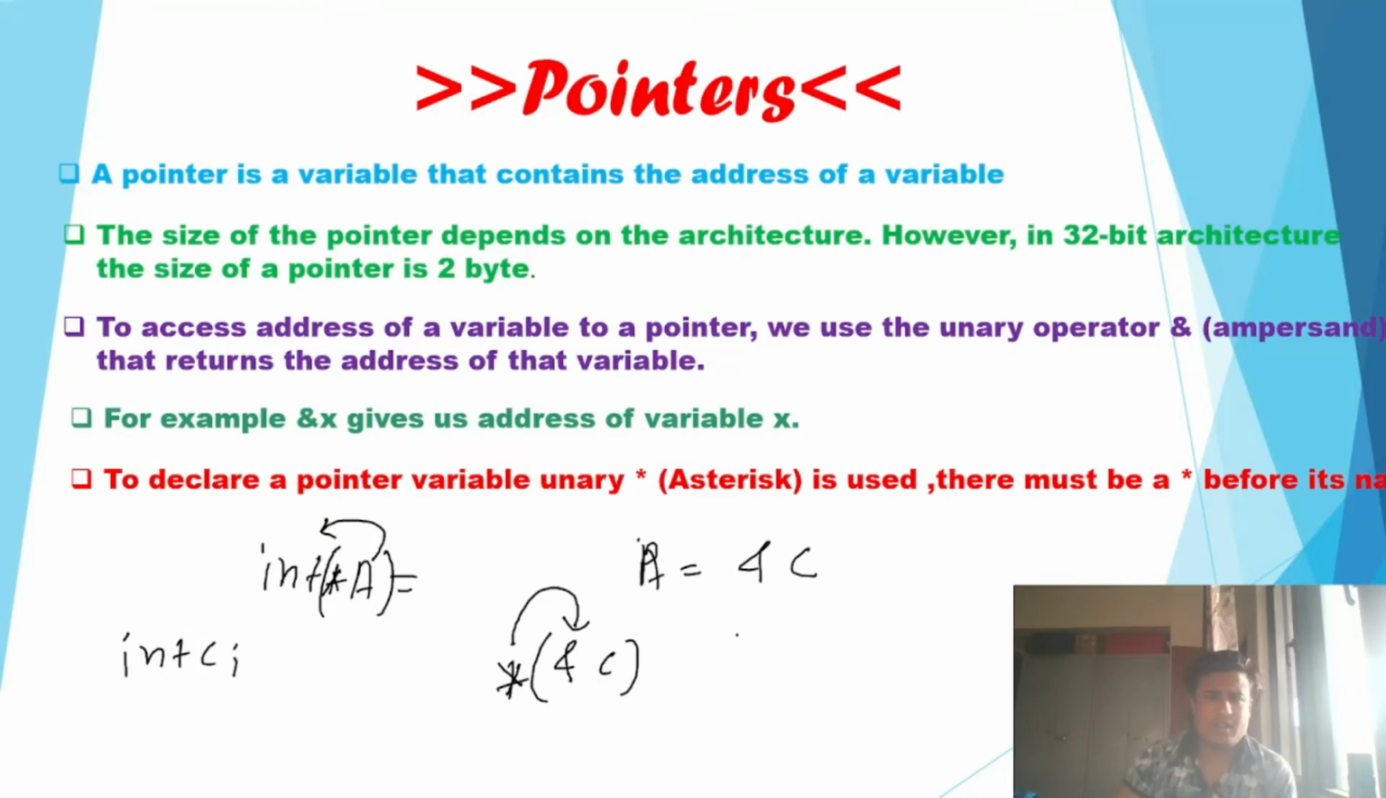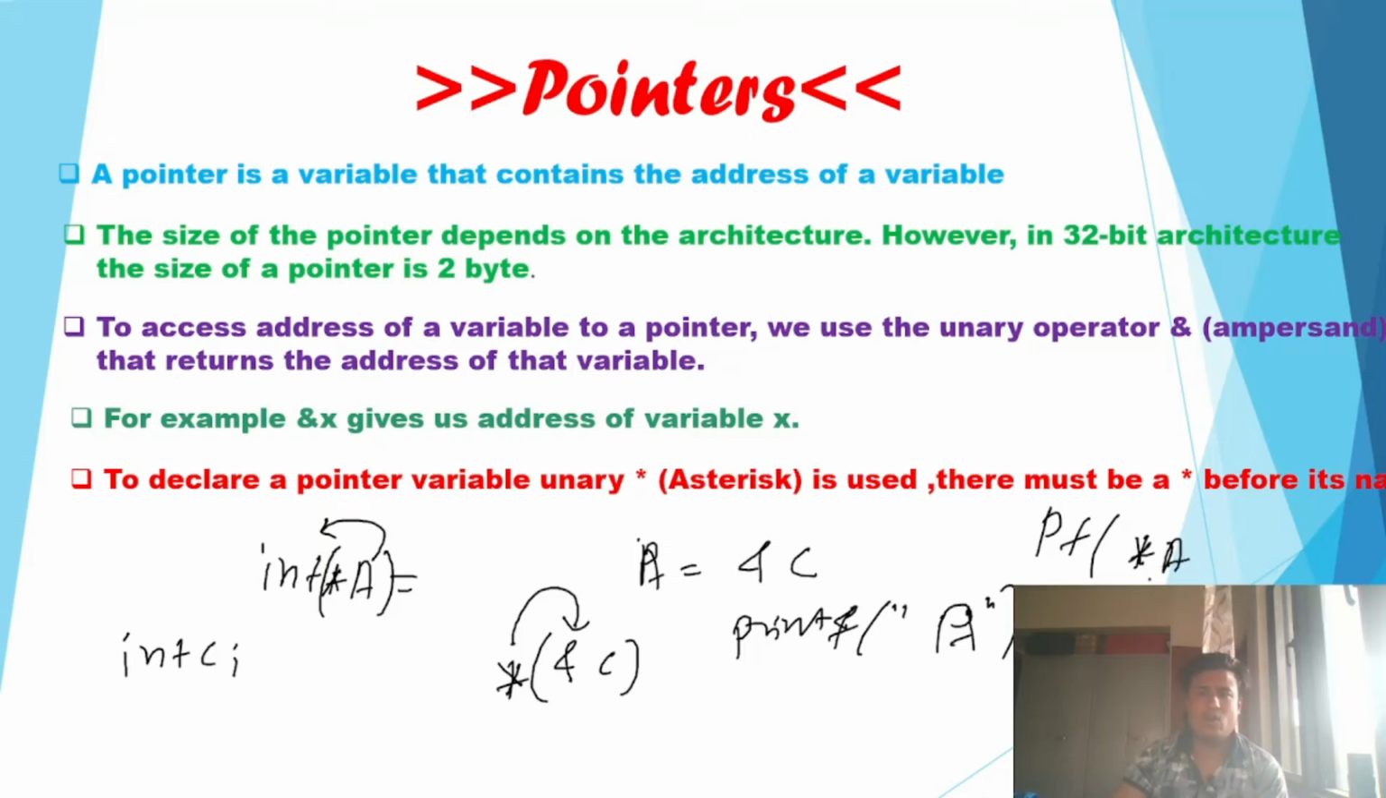And if you just printf a here, it will give the address of the variable. Or if you just printf star a, it will give the value. So what does this mean? This means print the value at a.